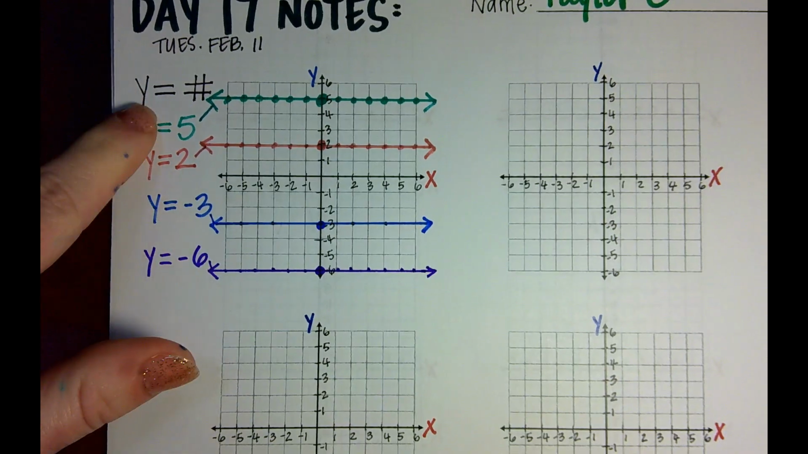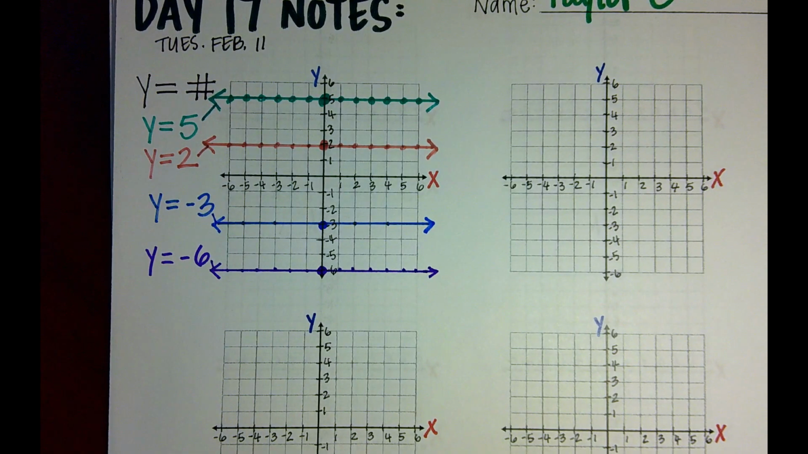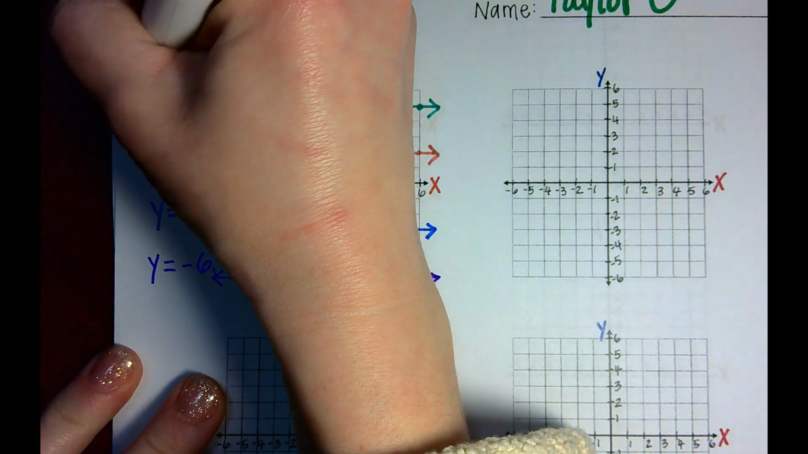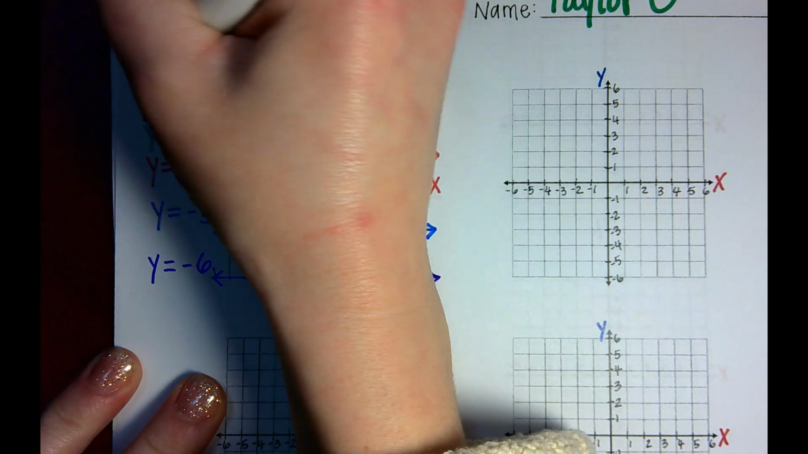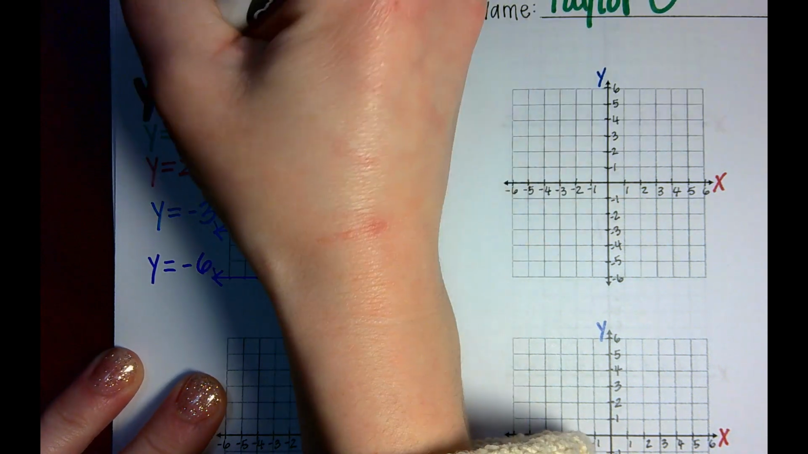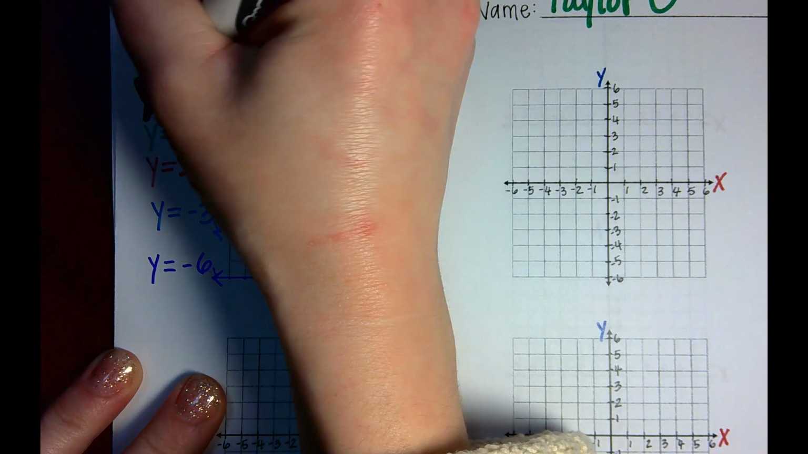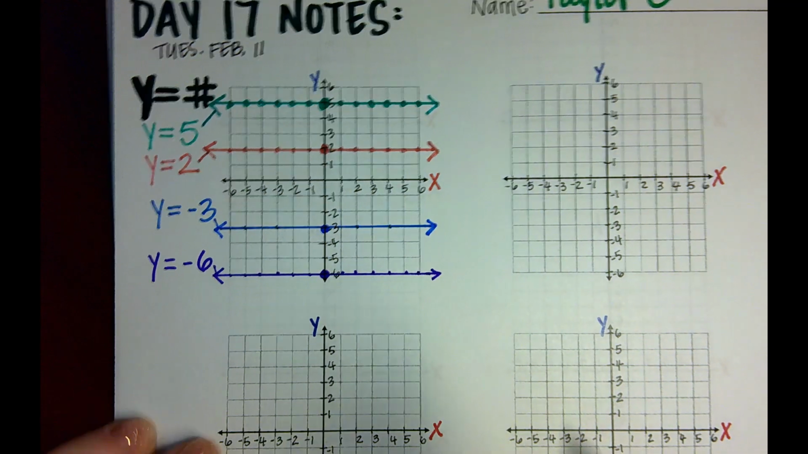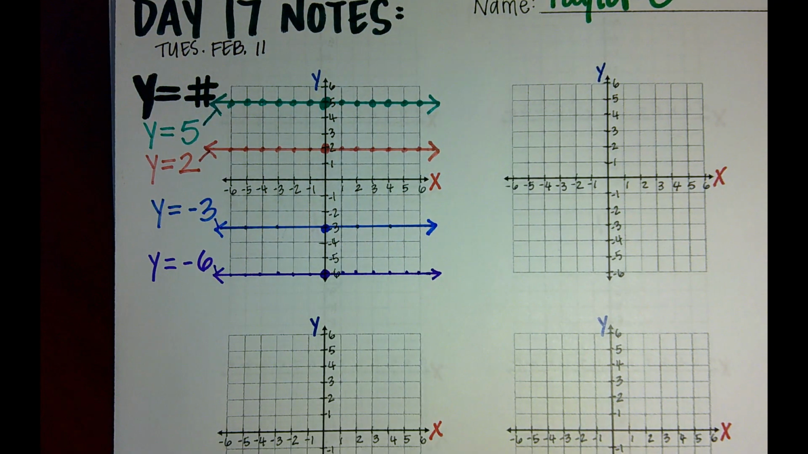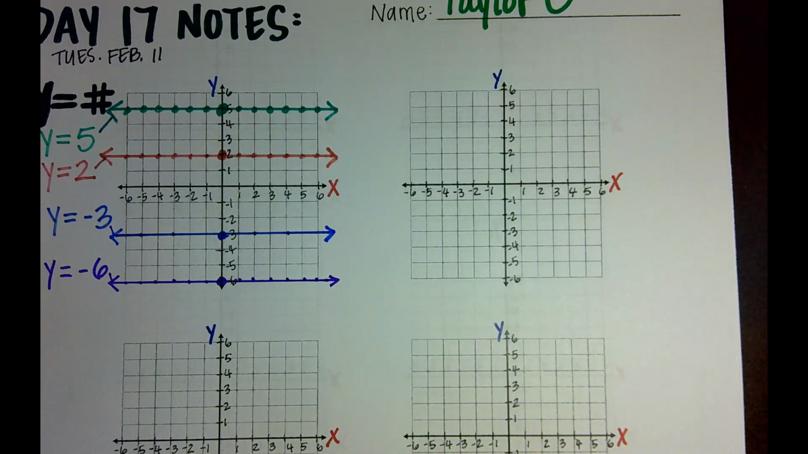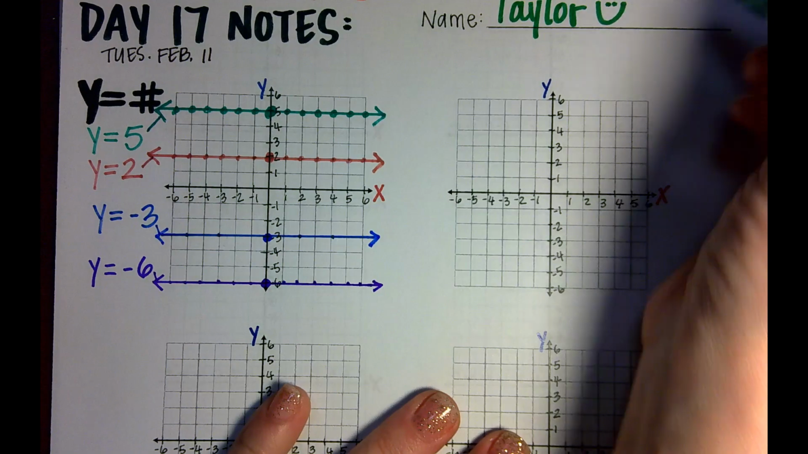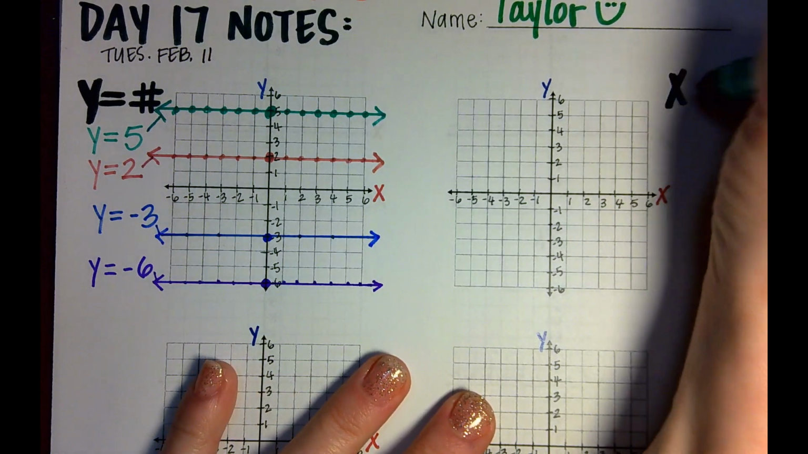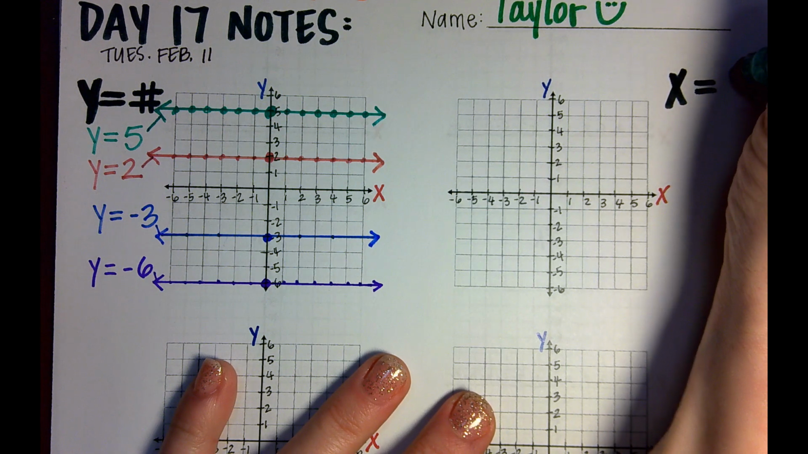So here are lots of examples of y equals. I'm actually going to make this a little bit thicker so I know it's kind of like my heading. Y equals a number, and these are all little examples of that. And now to the next graph, we're going to do x equals a number.